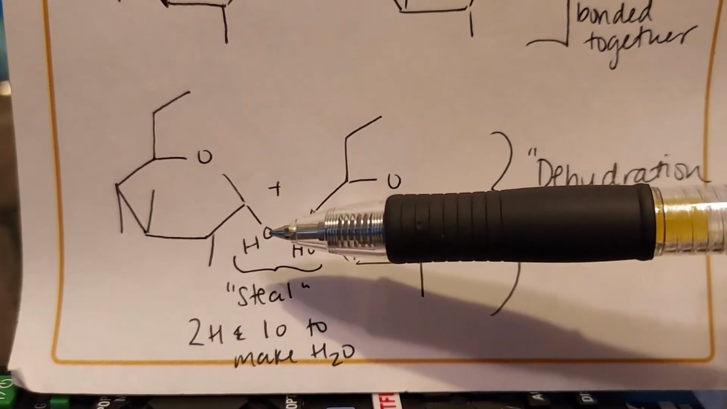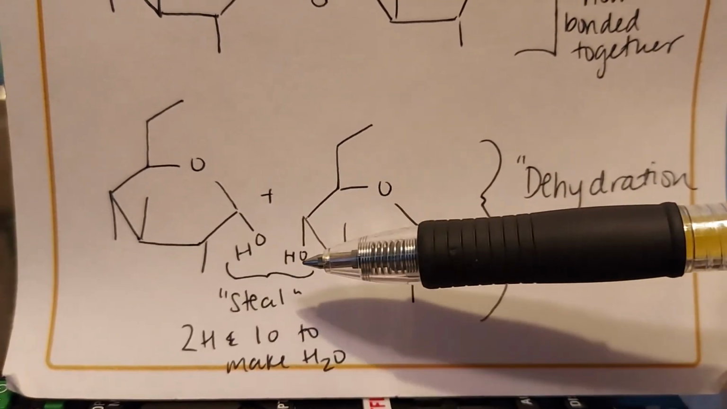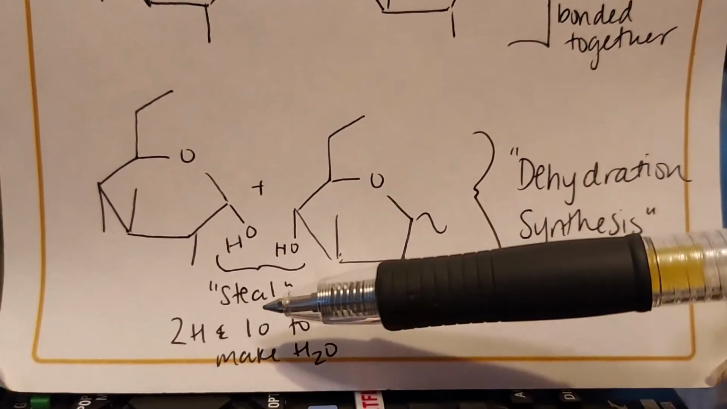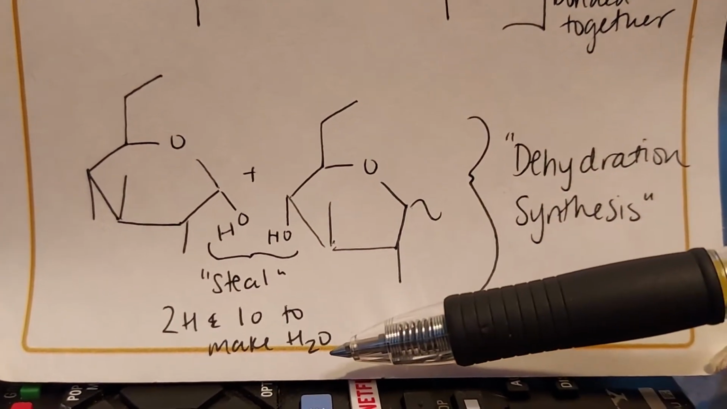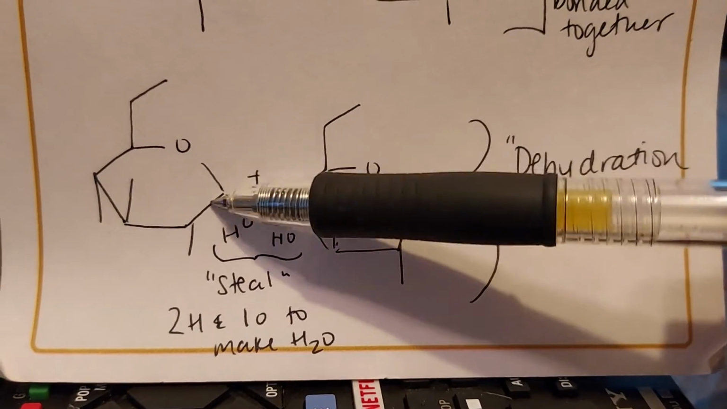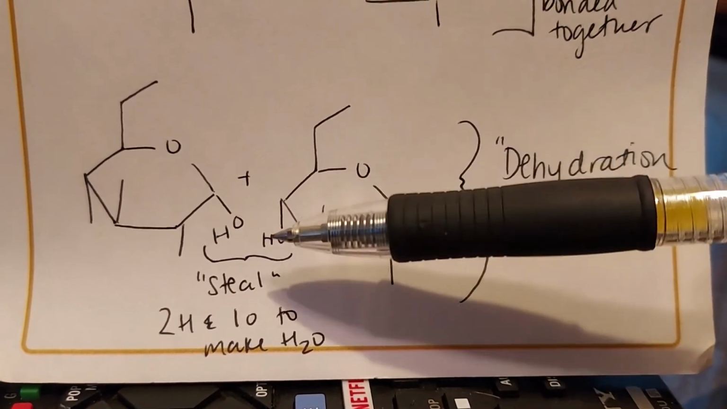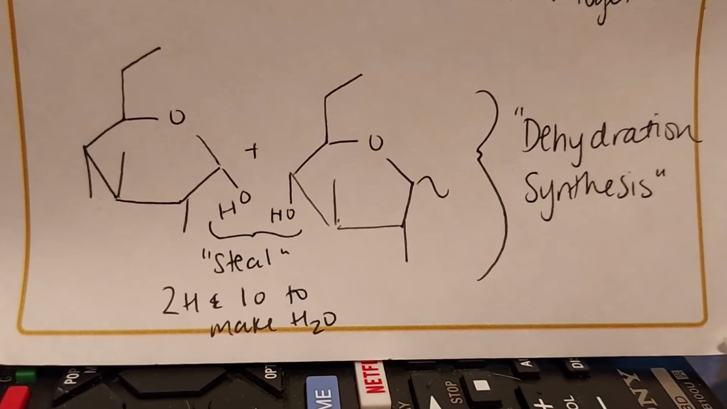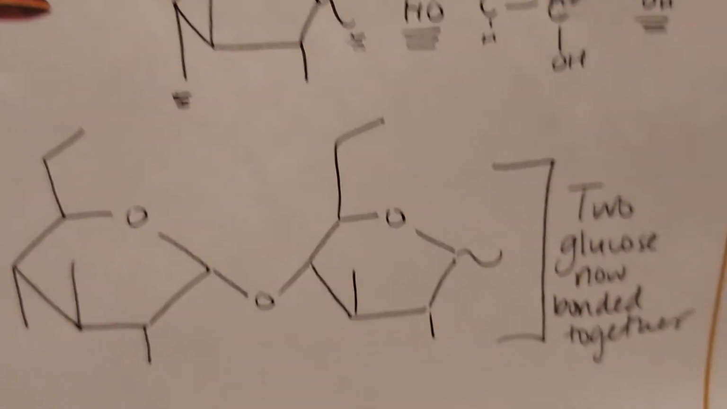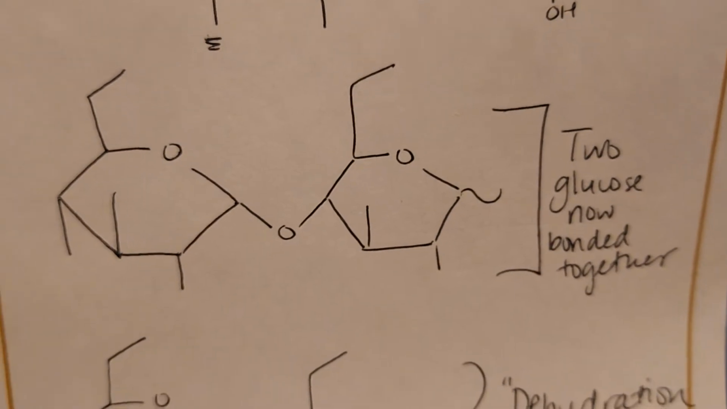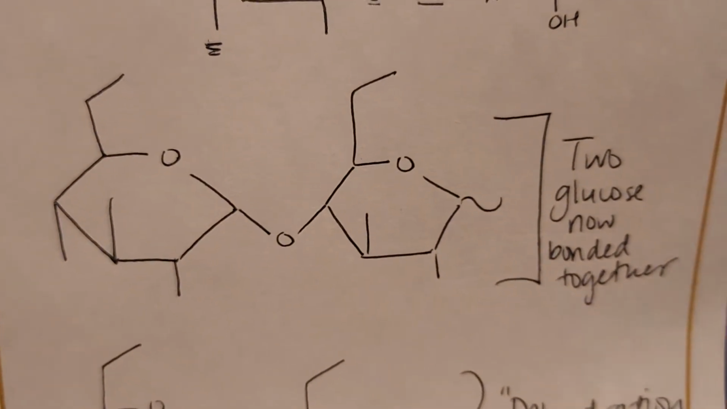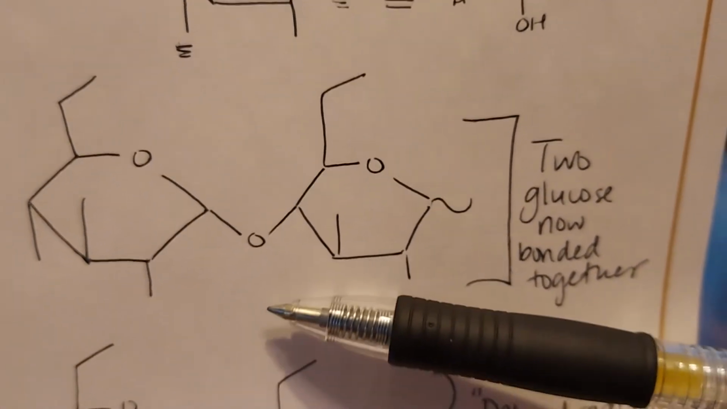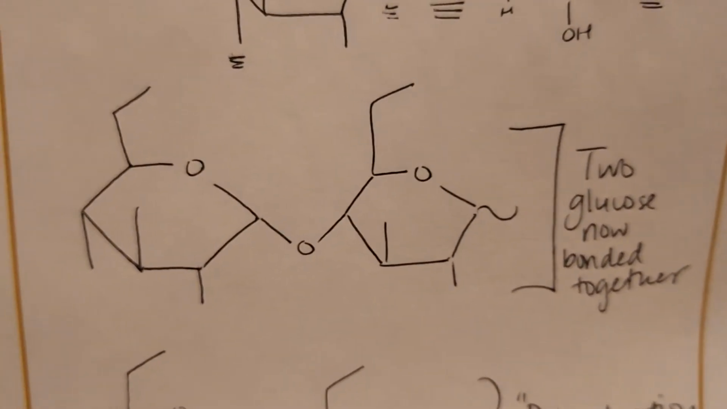one of the alcohol groups will pop off and steal another hydrogen. So you'll have 2 hydrogen and 1 oxygen to make H2O. So every time these 2 bond together, you are removing 2 hydrogen and 1 oxygen. And in this process, this is what you make. So these are 2 glucose molecules now bonded together. And that water that pops off of there, the dehydration synthesis, she's gone. She's elsewhere. Don't worry about it.